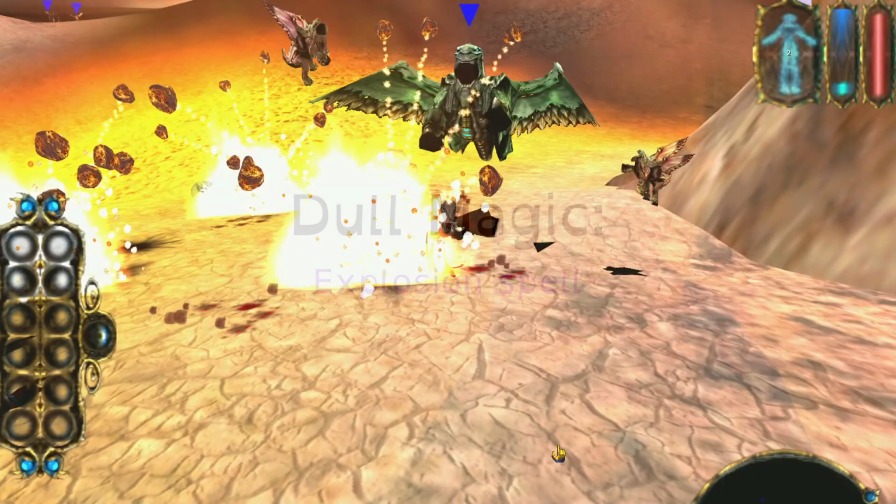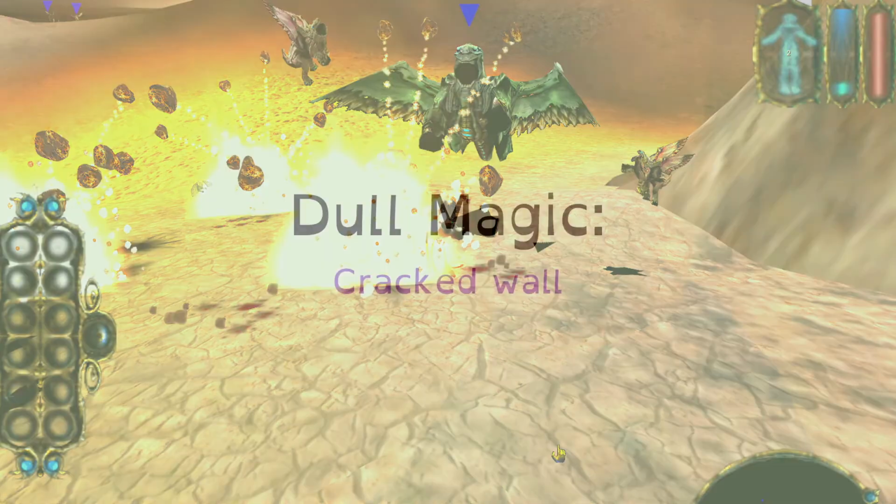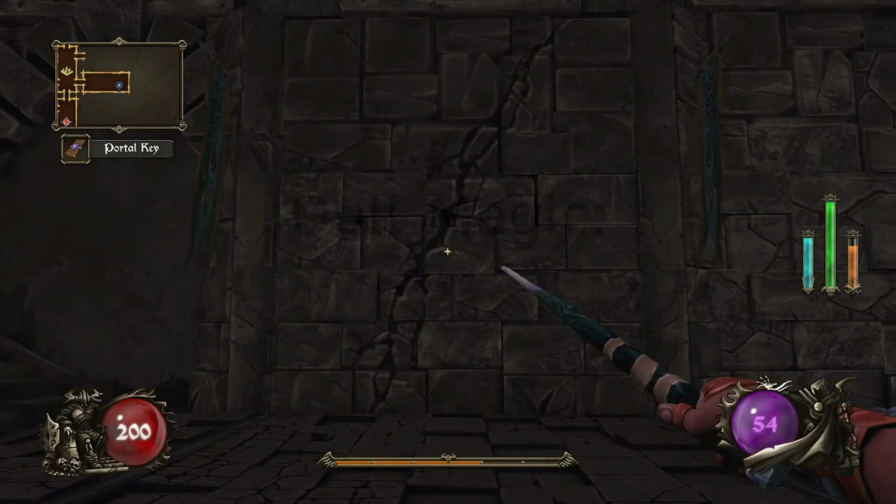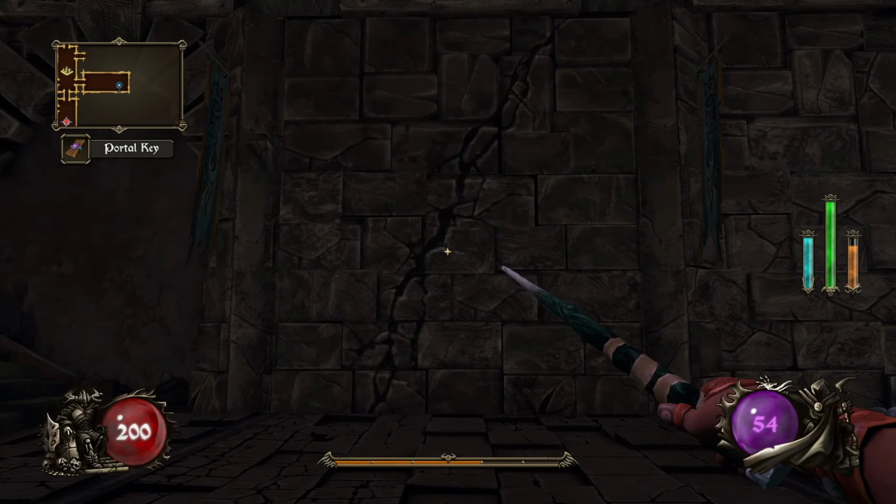Right, so I'm going to talk about the opposite end of this spectrum. So dull magic, which is where you do provide a solution and a problem. So here's an example. We've got an explosion spell. It might look like this. And we've got a cracked wall. It might look like this. And immediately you should be cottoning on to what I'm talking about here.